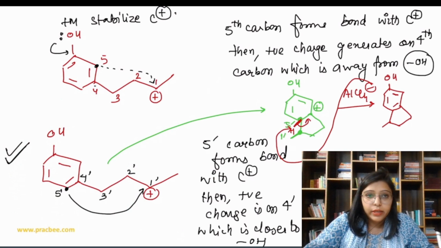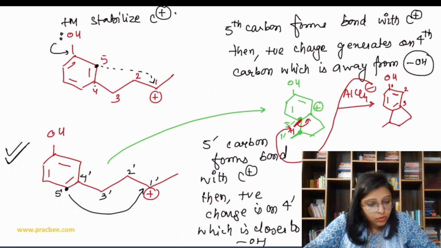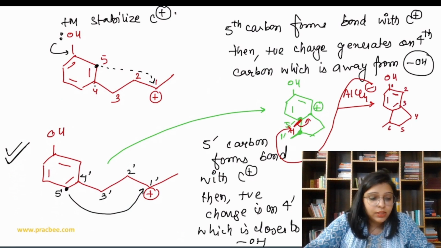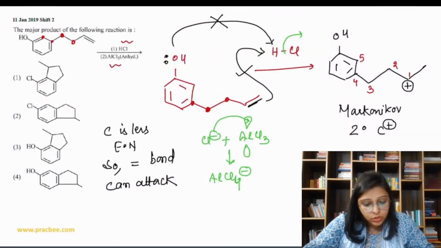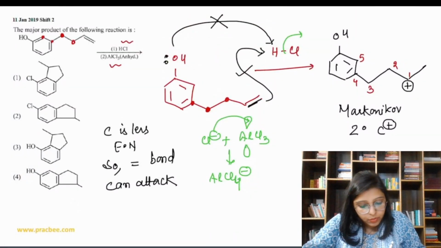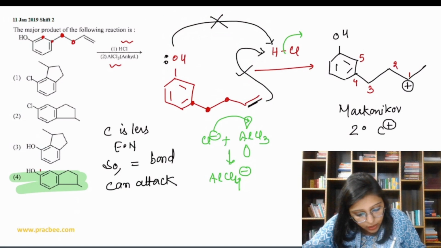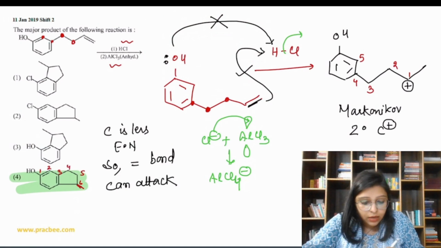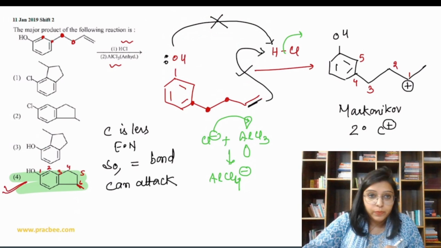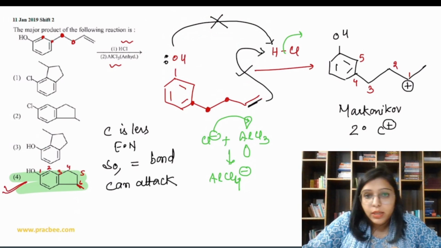Now let's find out the correct answer. So if we see, this is one number, then 2, 3, 4, 5, 6. On 6th number carbon we have a methyl group. So let's look for option number 4. If we have one number, then 2, 3, 4, 5, 6, on 6th number we have a methyl group. So the 4th answer is going to be the correct one.